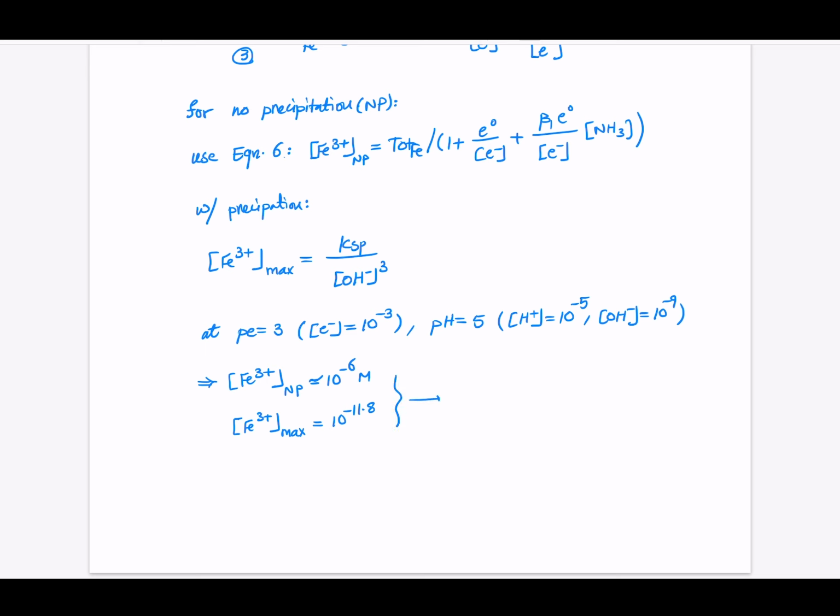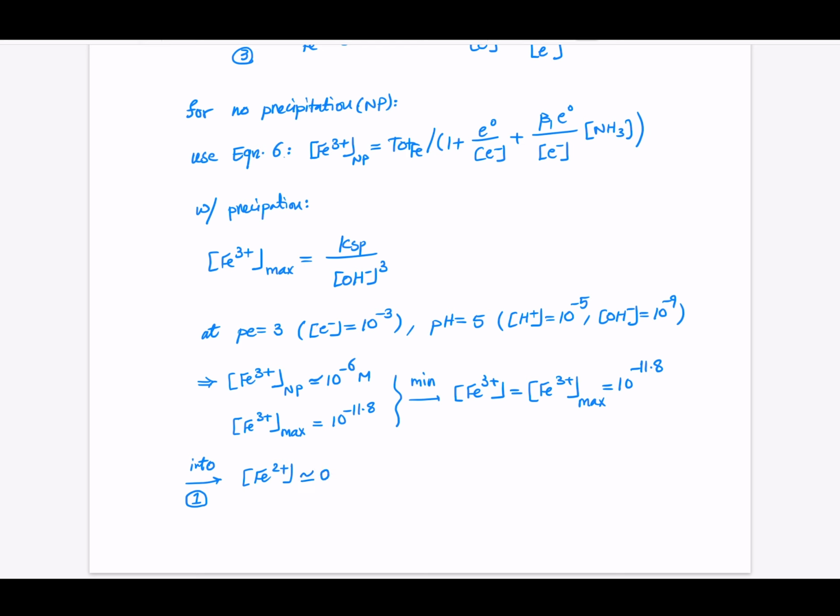So the minimum value between the two would be the actual concentration of Fe3+ in the solution, which in this case would be equal to Fe3+ max, or 10 to the minus 11.8. So this is the actual concentration of Fe3+. Then getting into equation 1, we can actually calculate the concentration of Fe2+, and that would be almost 0.